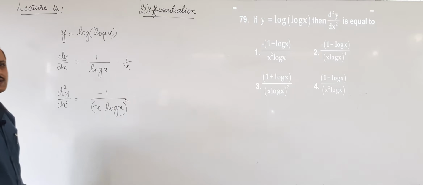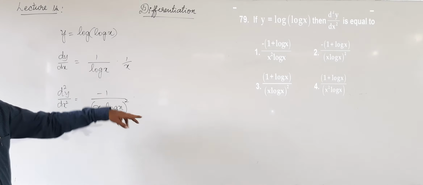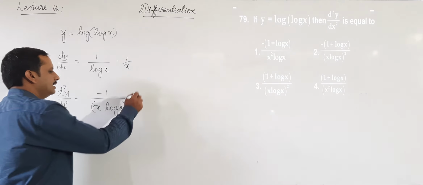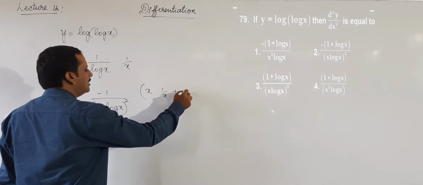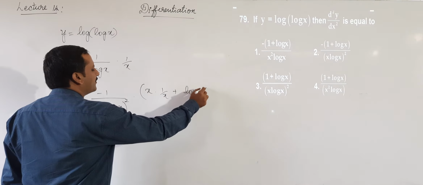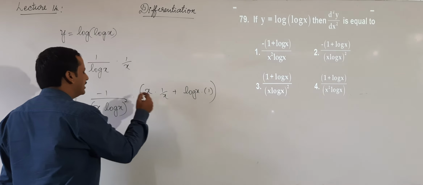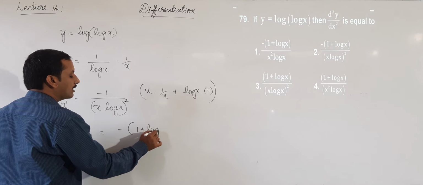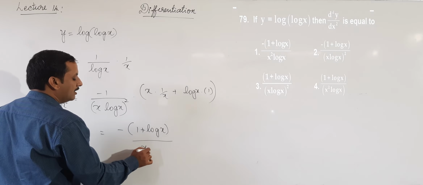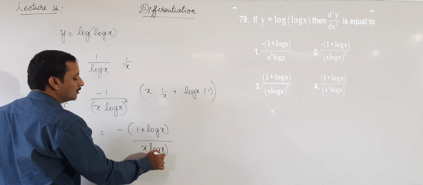Minus 1 by x log x whole square into the derivative of x log x. The derivative of x log x is x into the derivative of log x, which is 1 by x, plus log x into the derivative of x, which is 1. Here x gets cancelled. So, minus of 1 plus log x divided by x log x whole square.